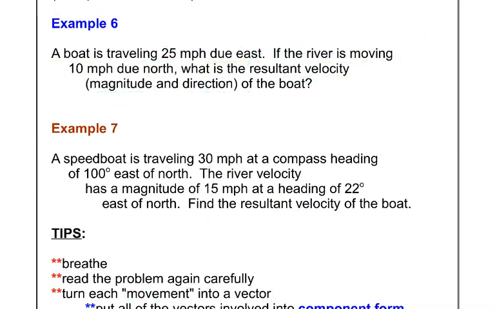Okay. In sample 7, we've got a speedboat traveling 30 miles per hour at a compass heading of 100 degrees east of north. I haven't heard that in a long time. The river velocity has a magnitude of 15 miles per hour at a heading of 22 degrees east of north. Find the resultant velocity, which means magnitude and direction, of the boat. Okay, so same steps, but you notice some of the words are a little different here.